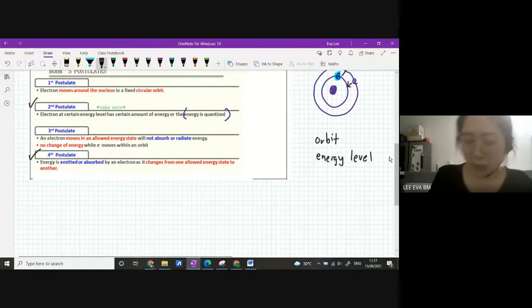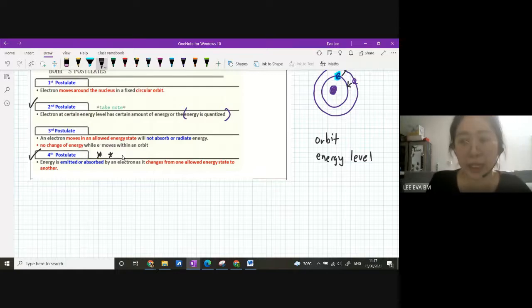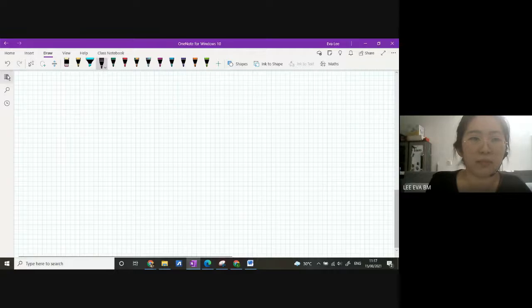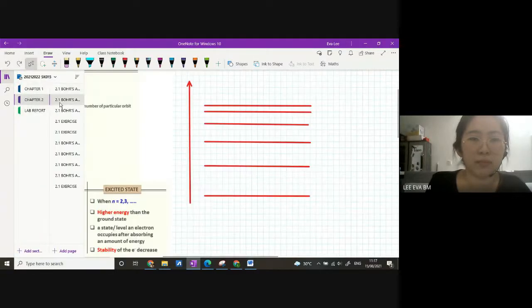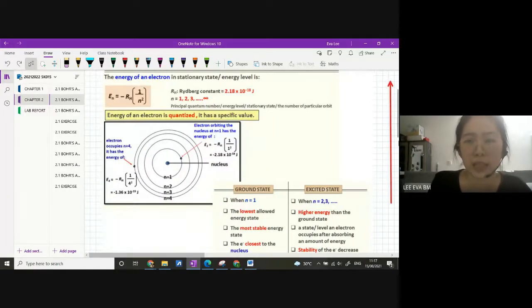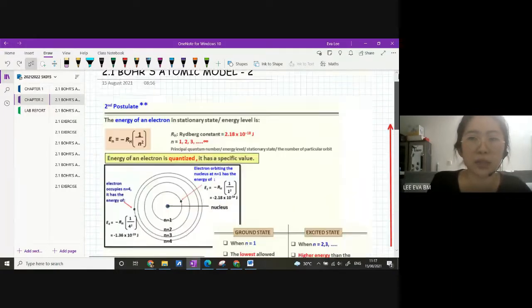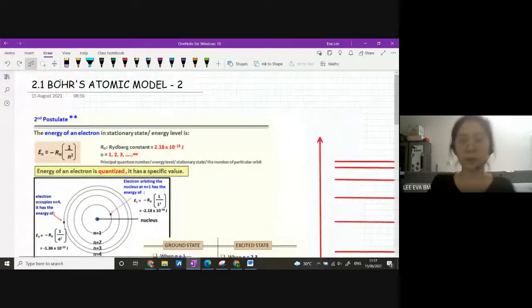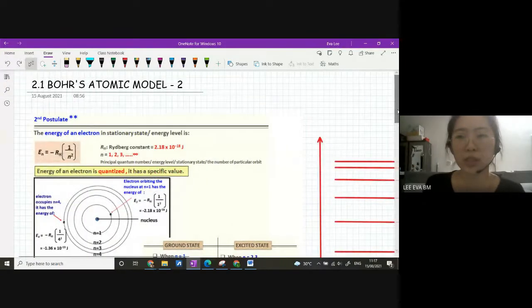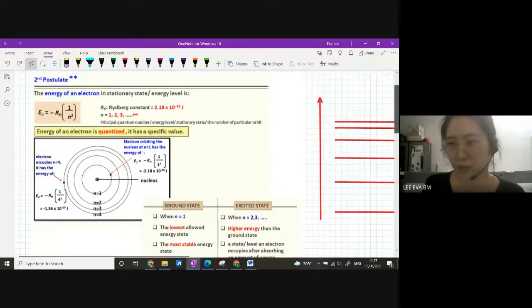So here, Madam forgot to mark: take notes for the second postulate and also take notes for the fourth postulate, where it will involve some calculation. Okay, so let's look a little bit more into the detail of the postulates. What is it about? Just now we said the second and the fourth postulate. Now we look at the second postulate first.